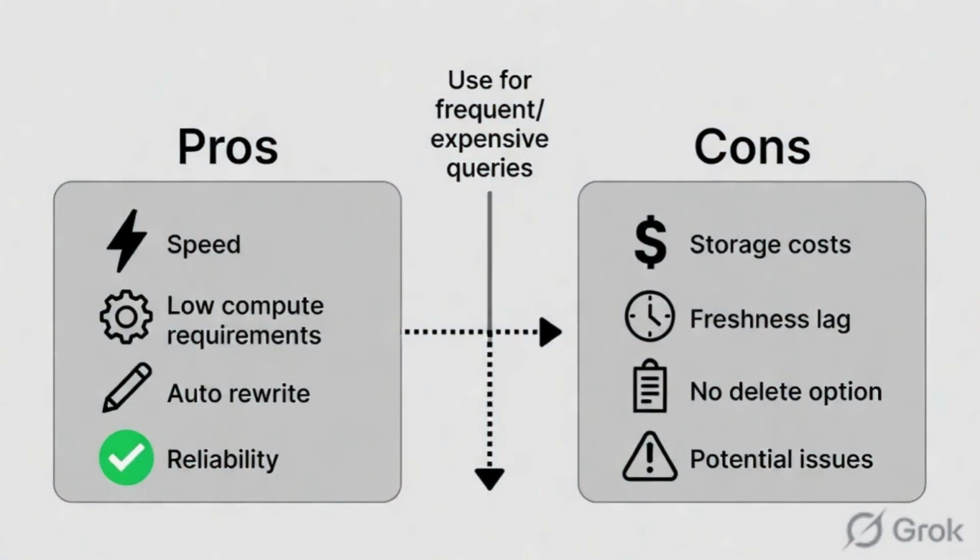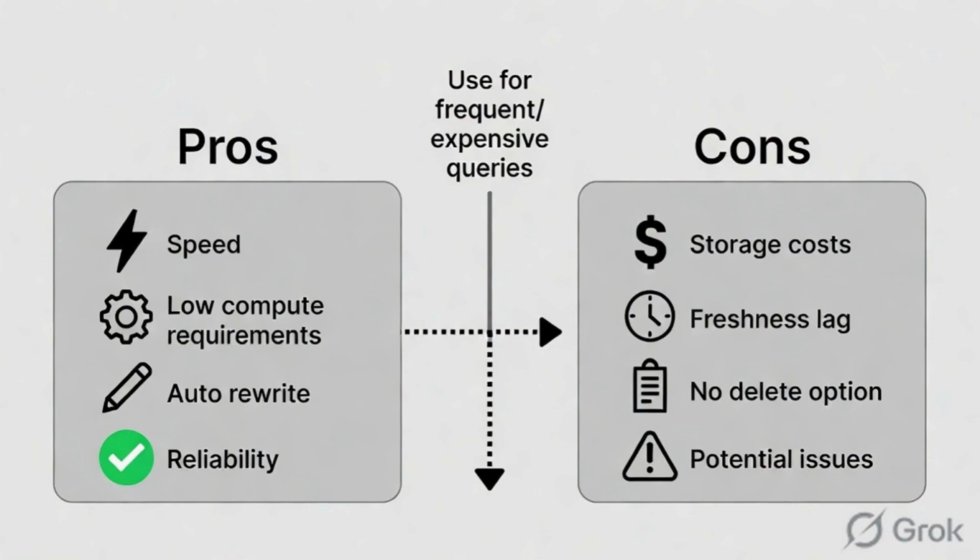Look at this balance scale. It sums up exactly when and why to use materialized views in KQL. On the left pan, pros: lightning bolt for blazing query speed, low compute icon because incremental updates cost almost nothing, auto rewrite checkmark for transparent magic, and green reliability check.